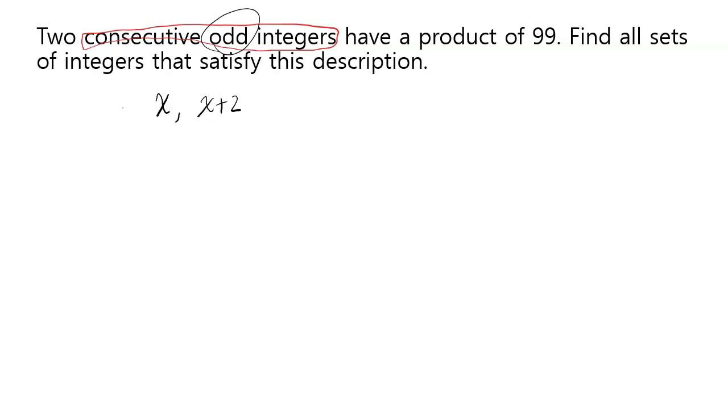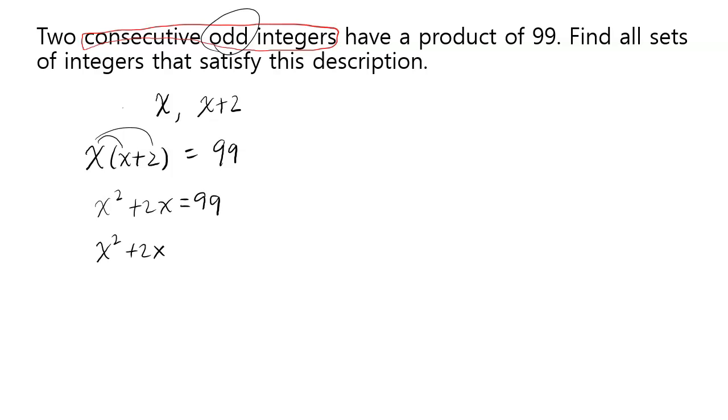Now, I have a product of 99. Okay, so it told us that this has product of 99, so it's x times x plus 2 equals 99. And we have to solve this. Let's multiply it. x squared plus 2x equals 99. x squared plus 2x minus 99 equals 0. For quadratic equations, it's easier if you put everything to one side.